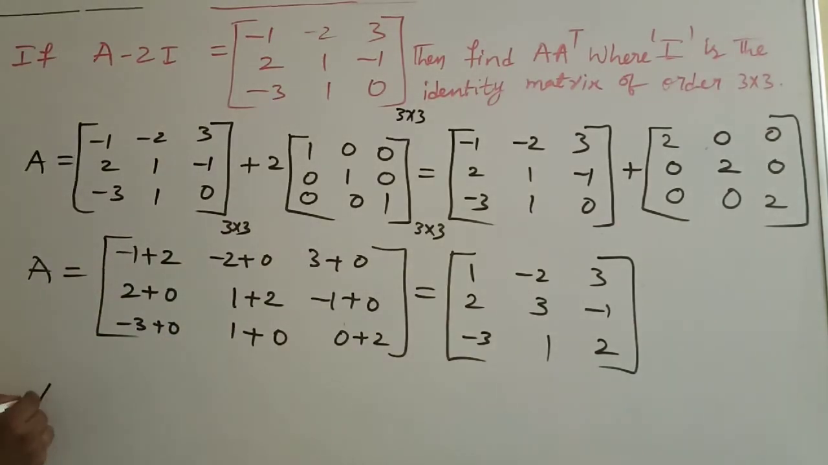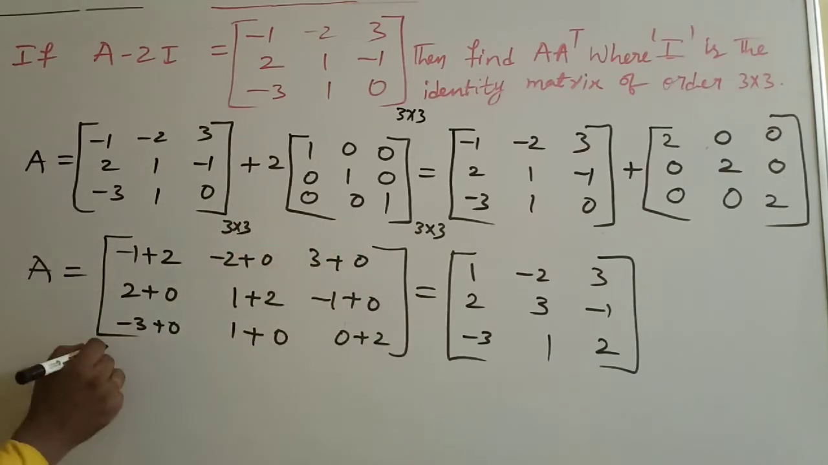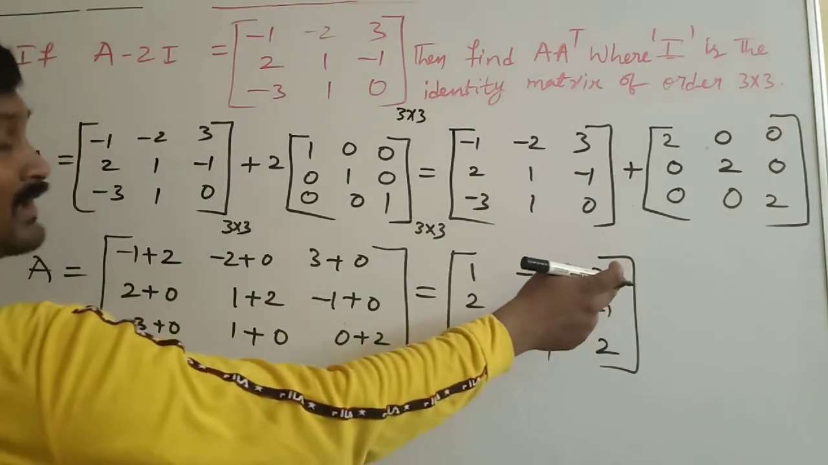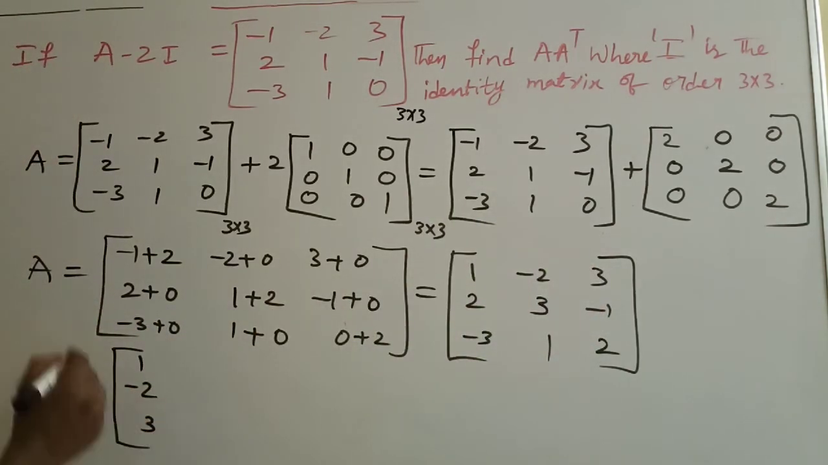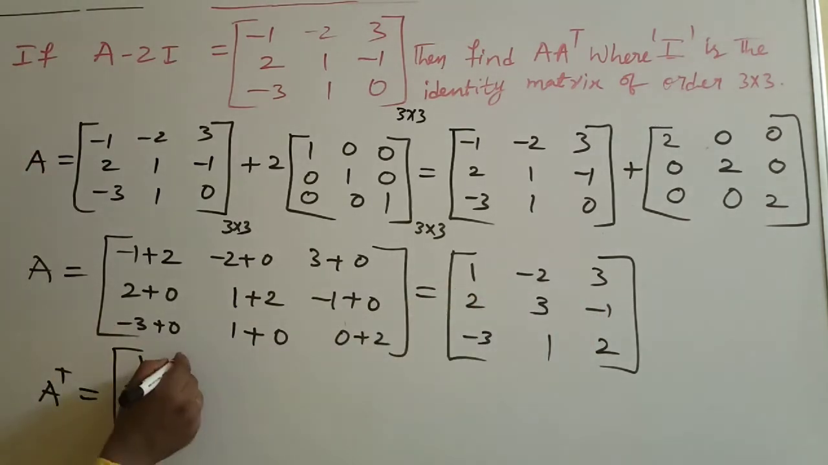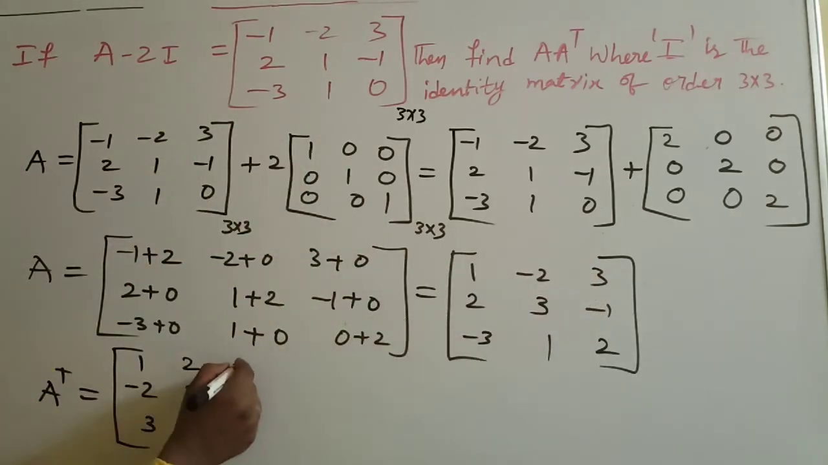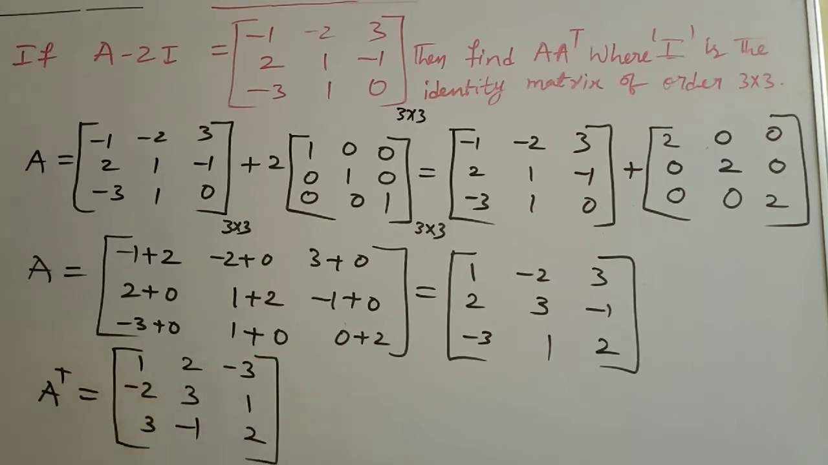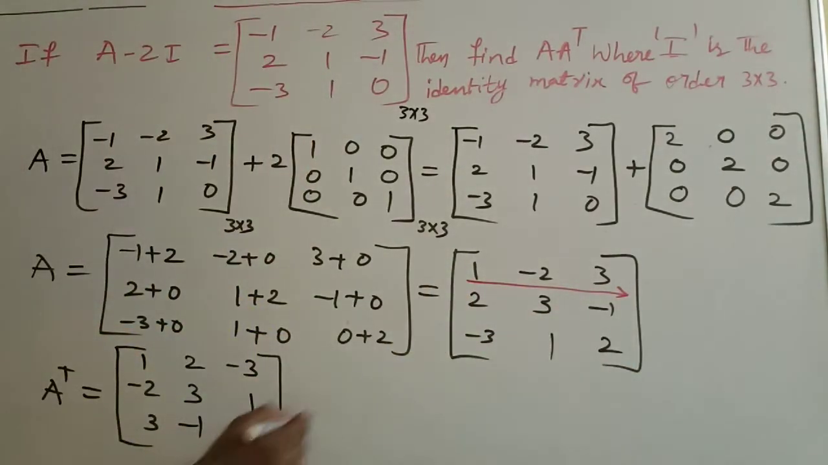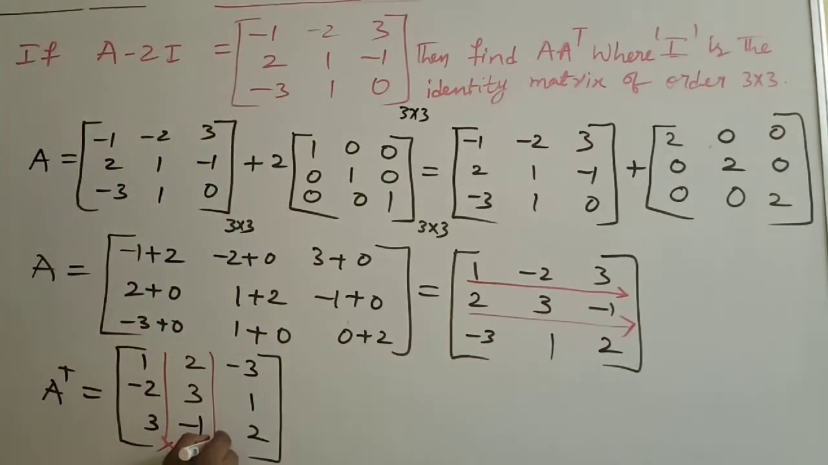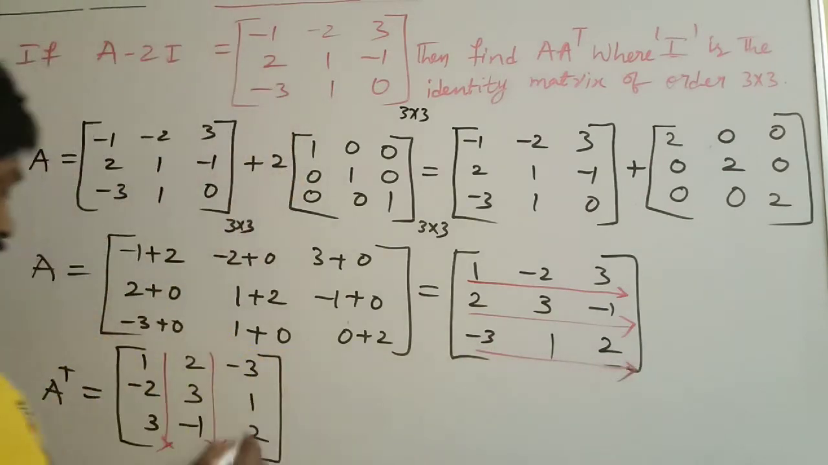And if you want A transpose, what do we need to do? I already explained to you that rows need to be written as columns, and columns need to be written as rows. It's very simple. So A transpose is the first row written as a column: 1, minus 2, 3. The second one, 2, 3, minus 1, so rows you are writing into columns. Next, minus 3, 1, 2. I hope you all understood this clearly. The first row is written as the first column, the second row as the second column, and the third row as the third column.